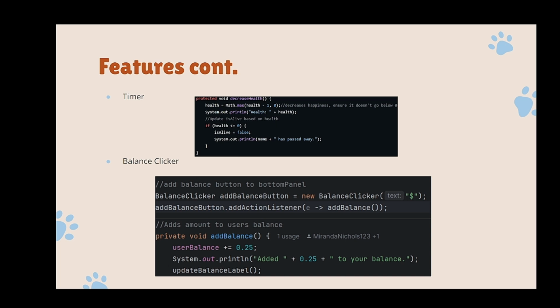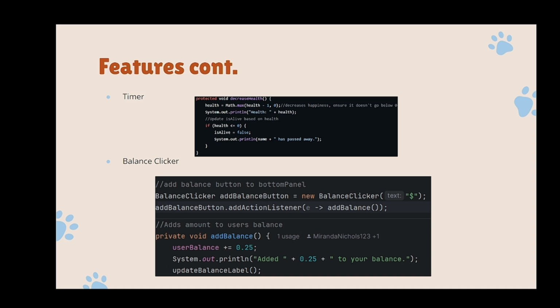Okay, and then another feature would be our timer. That's what we use so that the health bar would decrement. And so, basically there's a point of the game, and it's kind of what made it competitive. And so you had to pay attention to your pet. You couldn't just show it a little bit of attention and then ignore it, because then it would die.